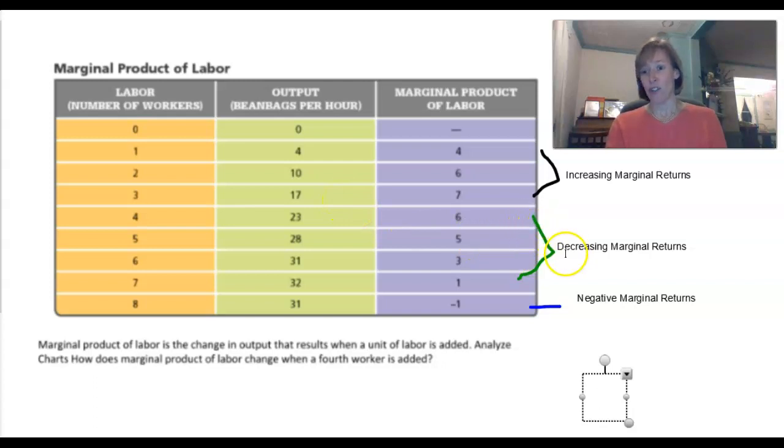This stage of returns we call decreasing, because here as we add workers, we're still making more, but not as many more. We're only making 6 more, and then 5 more, and then 3 more, and then 1 more. Eventually, we reach this point, negative marginal returns, where we added a worker, and now we're actually producing fewer units of output than we were before we hired them. Keep in mind, as an employee, you do not want to be the person that is putting us into an area of negative marginal returns.